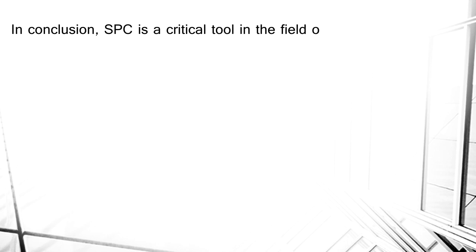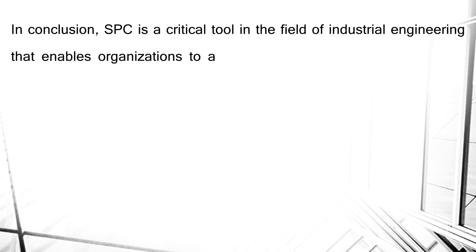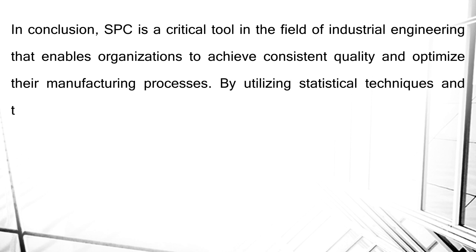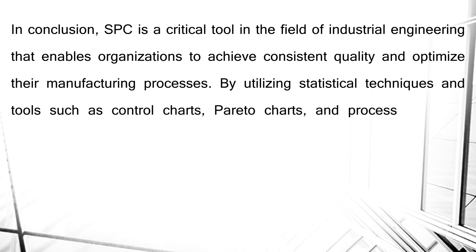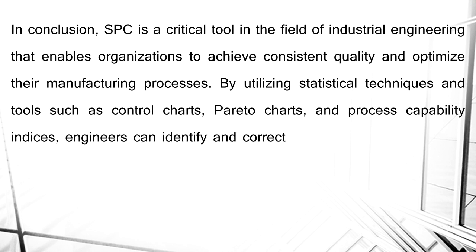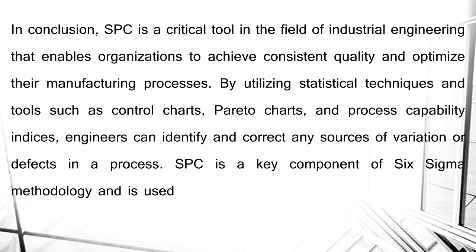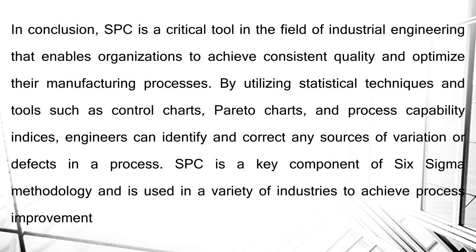In conclusion, SPC is a critical tool in the field of industrial engineering that enables organizations to achieve consistent quality and optimize their manufacturing processes. By utilizing statistical techniques and tools such as control charts, Pareto charts, and process capability indices, engineers can identify and correct any sources of variation or defects in a process. SPC is a key component of Six Sigma methodology and is used in a variety of industries to achieve process improvement and customer satisfaction.